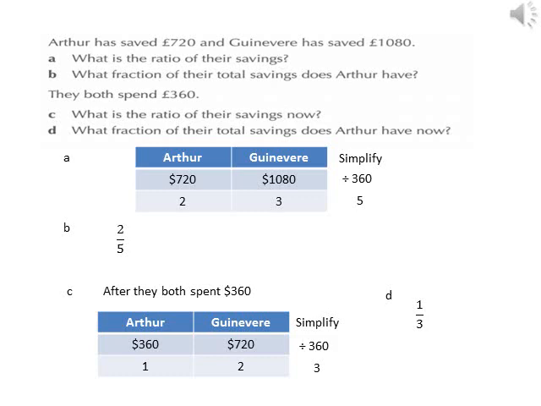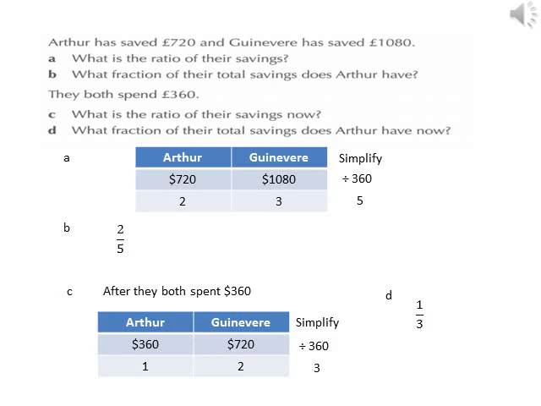So let's go to work on questions C and D. They both spend 360 pounds. In question C, it asks, what is the ratio of their savings now? So I first have to subtract 360 pounds from each of them. So 720 minus 360 is 360. Arthur, after spending 360 pounds, has 360 pounds. And Jennifer, if you subtract 360 from the 1080 pounds, now has 720 pounds.